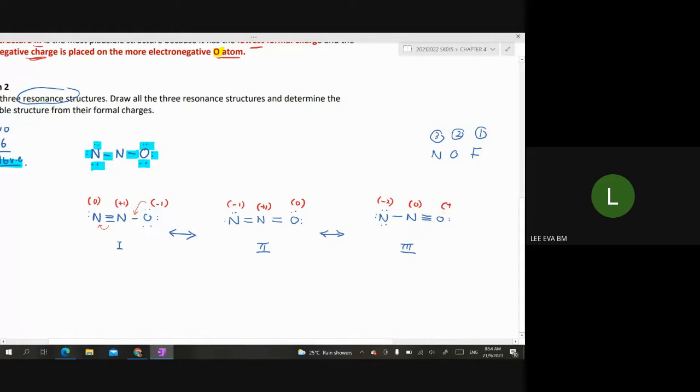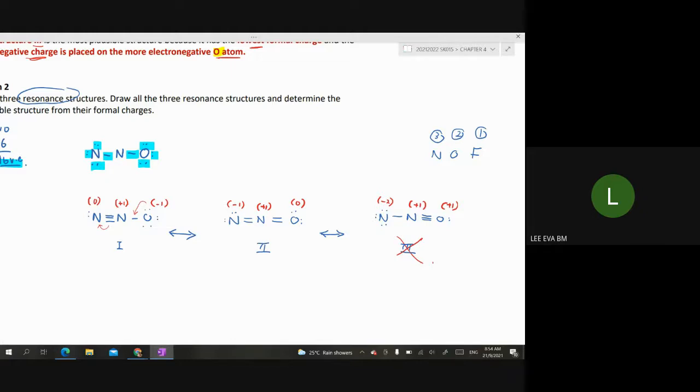Dekat sini positif 1 pula. Positif 1 tak? 6. Ni salah ya. Center nitrogen is positive 1 ya. Okay. So, structure yang ketiga automatic out sebab awak nampak 2. Tak kisahlah dia negatif 2 ke positif 2, sebab dia bukan lowest dah. So, we choose between 1 and 2.